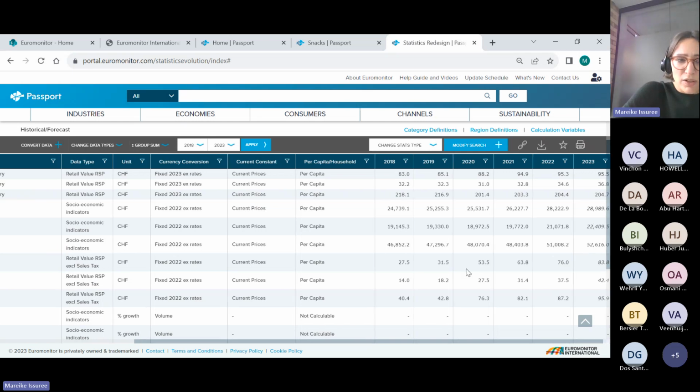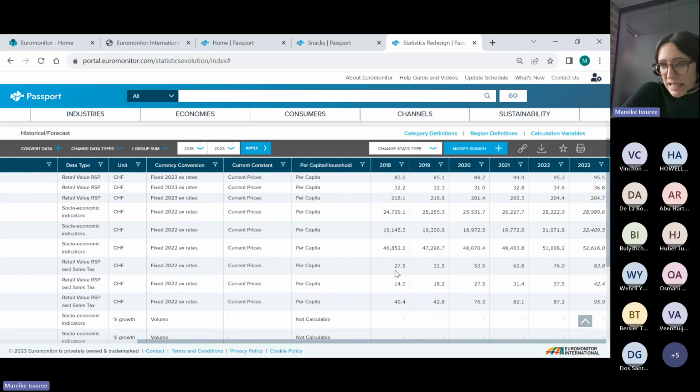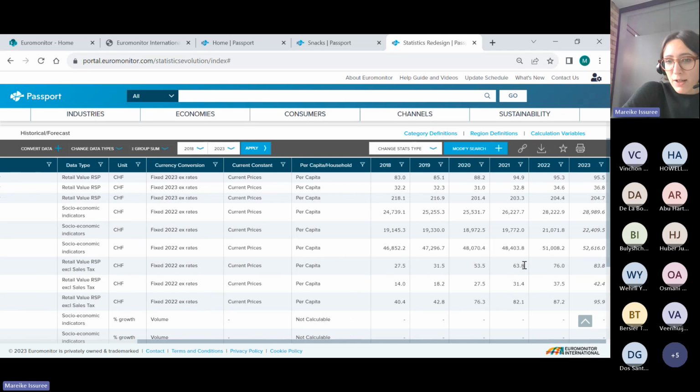And then if we focus on foods e-commerce, so we can also compare the market for e-commerce, we are also seeing a very different picture. So we are seeing sales of approximately 100 francs in retail value sales per capita versus 42 in Italy and 84 in Germany. So this is now focusing on retail value sales, so including the price.